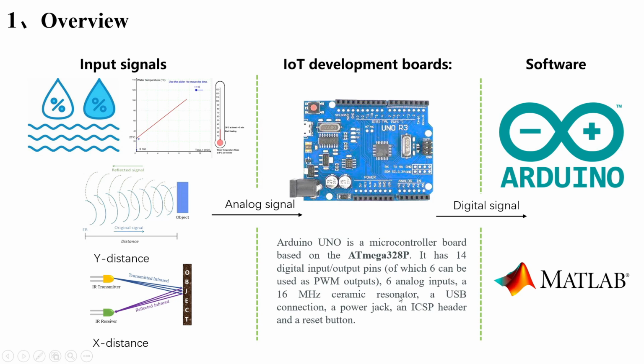Then let's move to our overview part. The flowchart provides a clear view of how input signals from various sensors like temperature, humidity, Y distance, and X distance are all processed by the Arduino UNO R3 board and then analyzed using software like the Arduino IDE. Last but not least, using MATLAB to develop our own app.